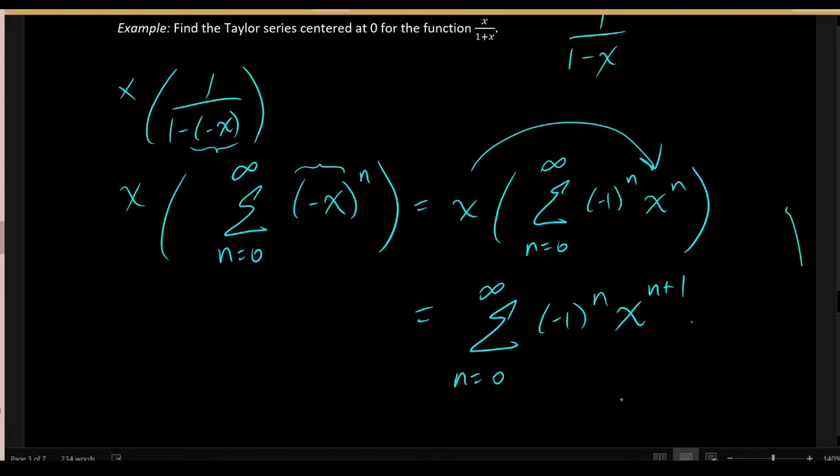We found that not by calculating any derivatives or using the Taylor series formula, but by taking a known series, first of all doing a substitution, and then multiplying through by the extra x that we had.